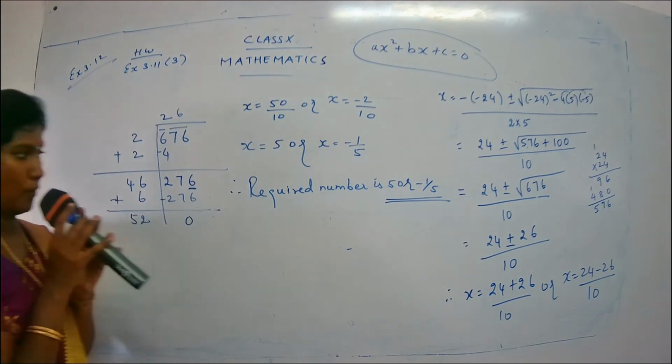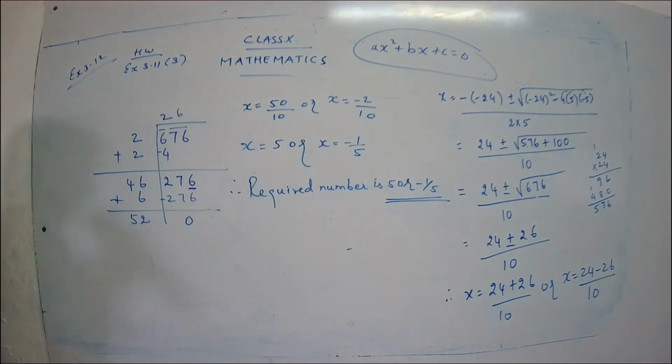So we have got the required number. So we have found the value for x. Okay, done. So we have completed the first sum from exercise 3.12.